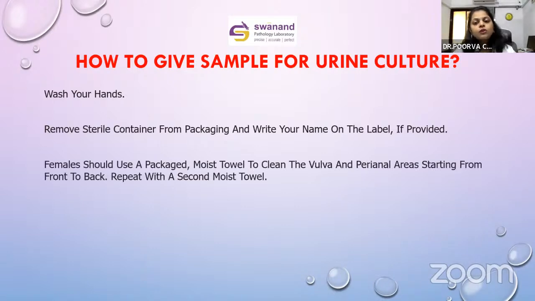Okay, how females can do it, the instructions for this. You have to take a packaged moist towel, a sterile wipe, you can say.